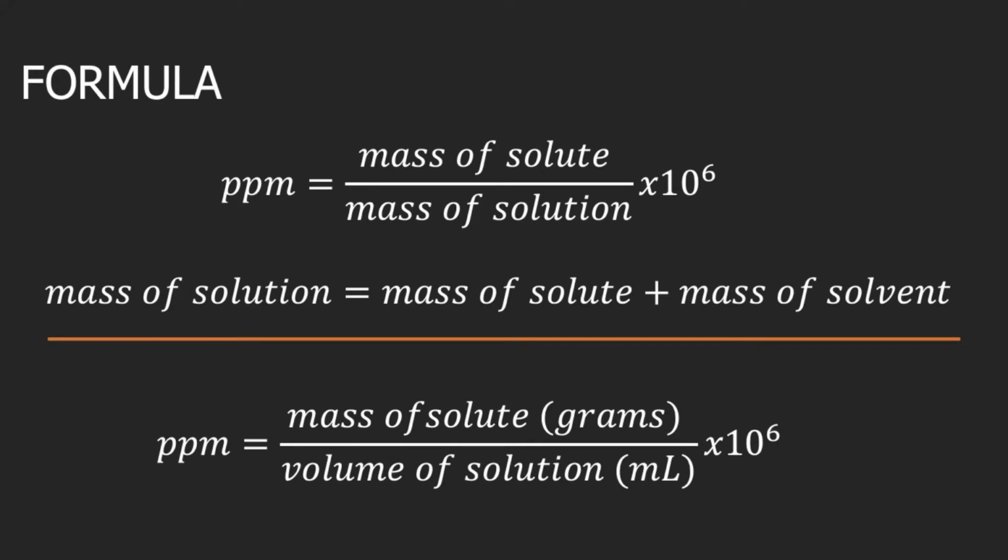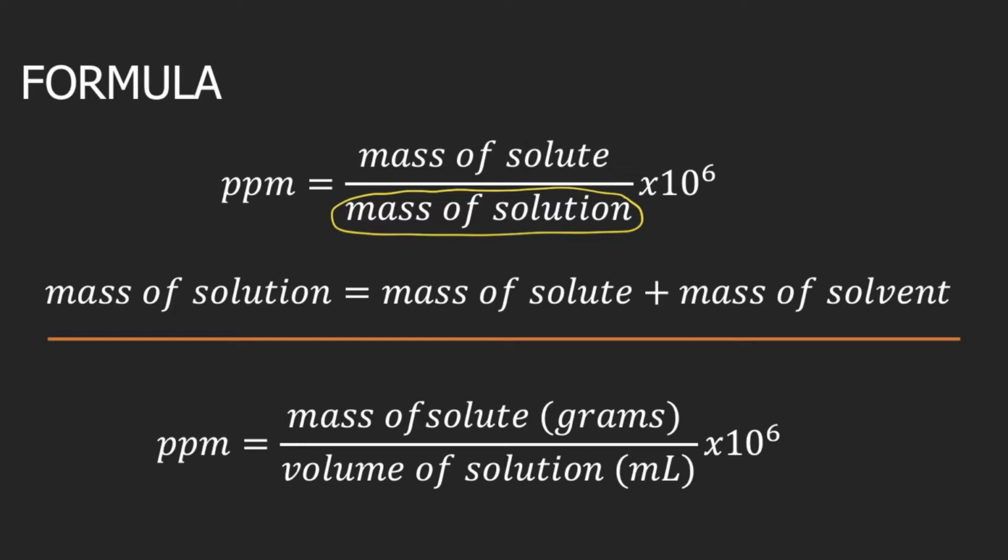Parts per million or ppm has two formulas. And the formula you are going to use depends on what is given in the problem. If you are given the mass of solution, then you will use the first formula. ppm is equal to mass of solute divided by mass of solution times 10 raised to 6.